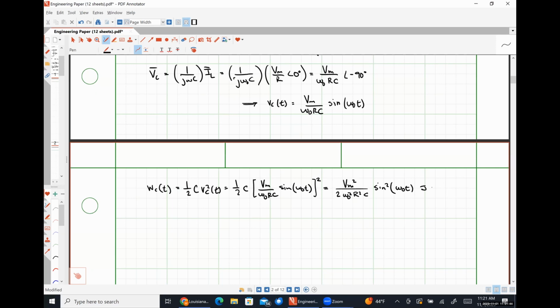Just to be clear here, I'm not missing a square on the C because I have one in the numerator and then C squared in the denominator. They cancel each other out. So, all right.